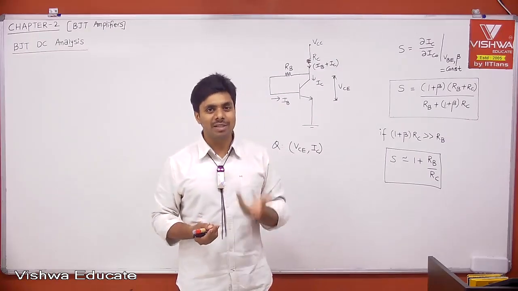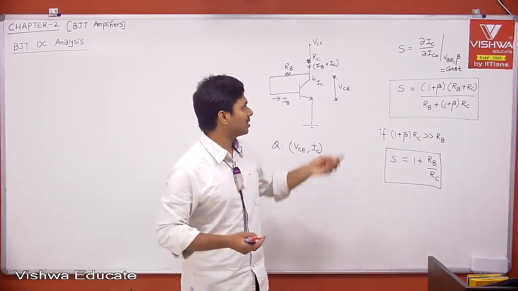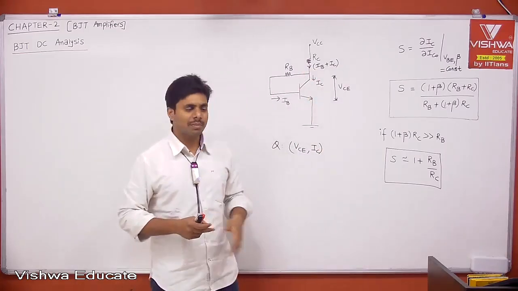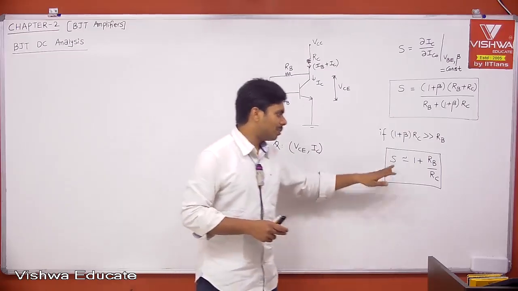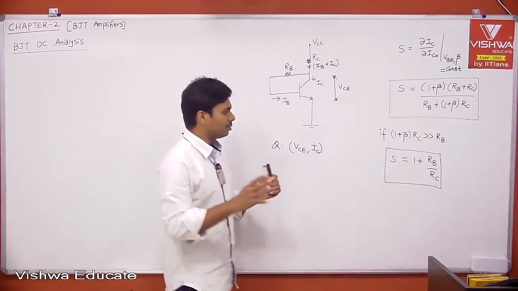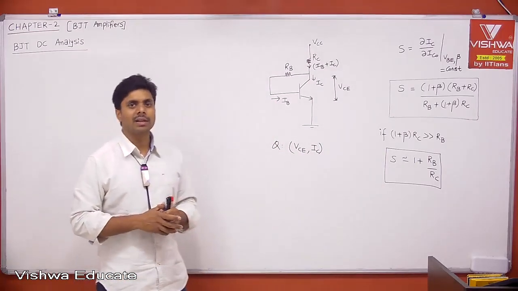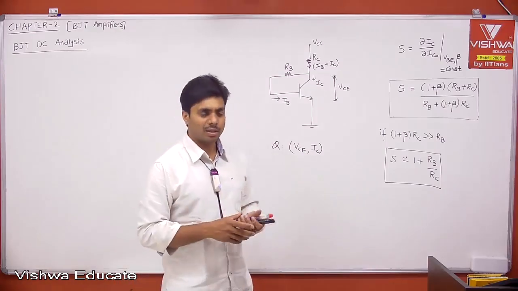That is what it is saying: you will get minimum stability factor provided RC is infinity. Is that practical? Mathematically it is giving two solutions, but both are not practical. But if you ask me practically, people choose S value in the order of 10, 11, 12.